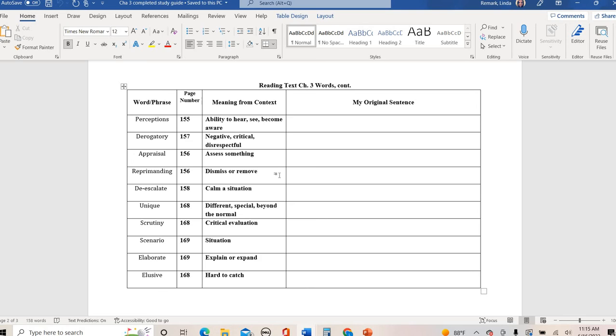Reprimanding means to dismiss or remove, or even like a punishment. So if you reprimand something, you're just like, all right, I'm going to dismiss this, or I've got to punish. I've got to, you know, dole out a consequence for this. And then de-escalate is to try to calm down a situation. So if you have a group of friends who are starting to fight, maybe you tell a joke to de-escalate, to calm everyone down.